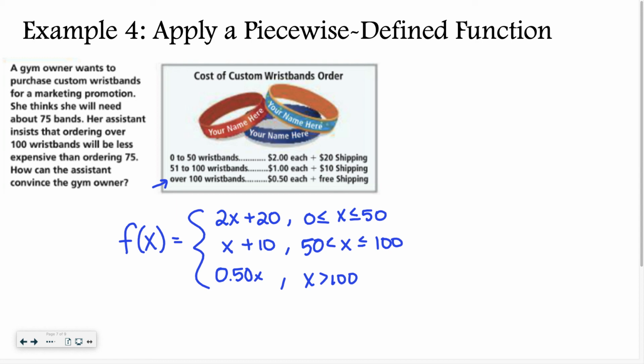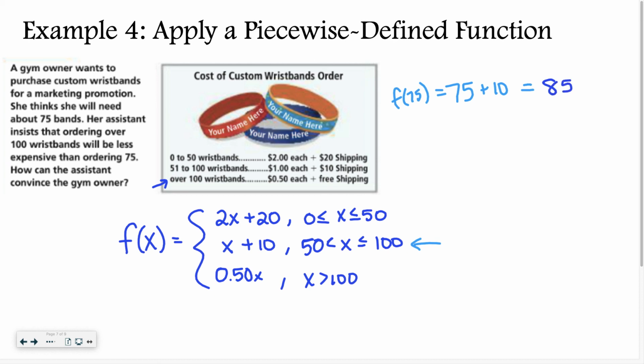So now that I have my piecewise function, how would we convince the assistant gym or the gym owner that ordering 75 is more expensive than ordering 100? So if I order 75, that means I fall into tier 2, right? So I would say x represents 75 wristbands purchased. So f of 75, where x is 75, equals 75 plus $10 shipping. That's going to be a total of $85.